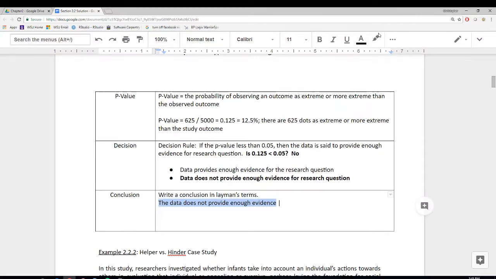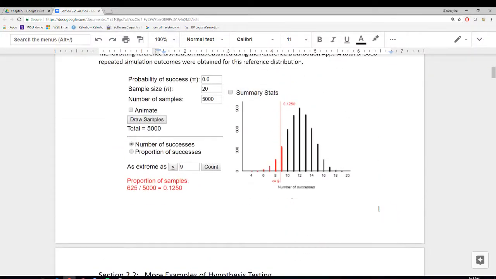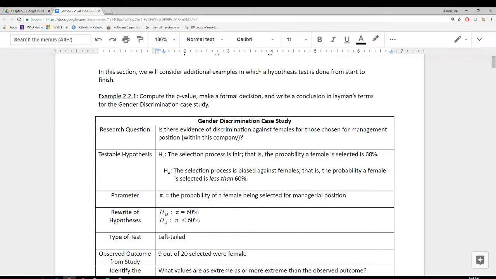The second component then is simply going to be a restatement of the research question, which let me just go up here, copy and paste that down. The research question here was asking about enough evidence of discrimination.